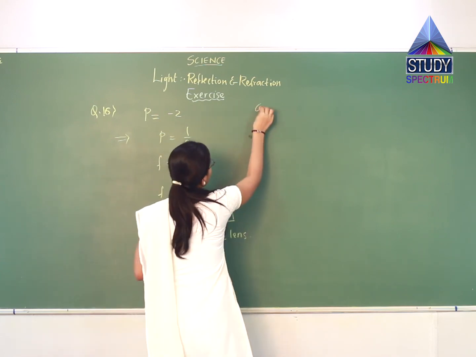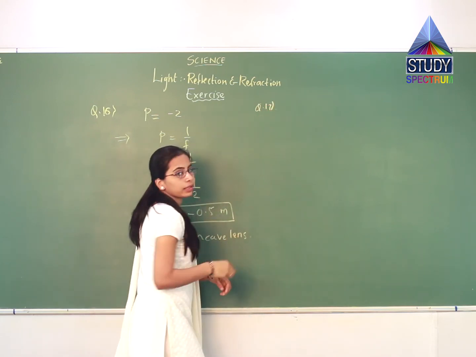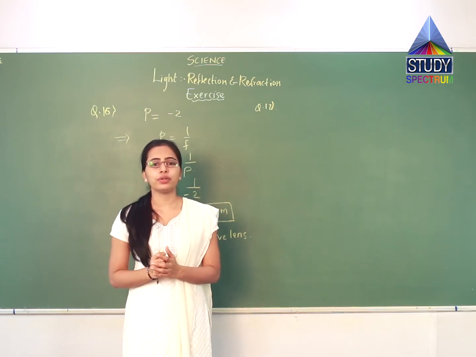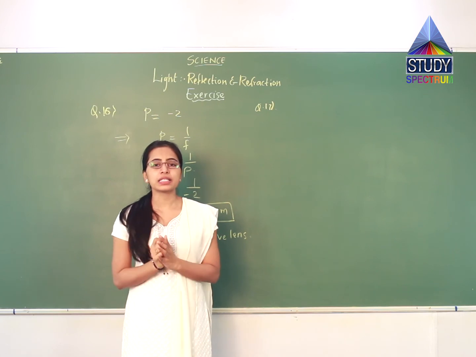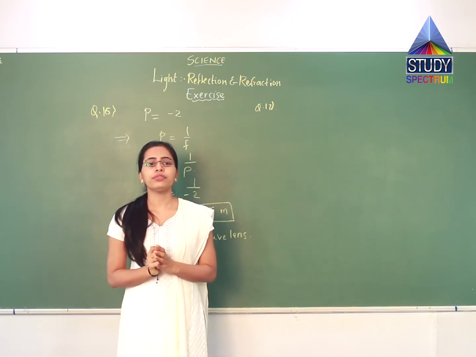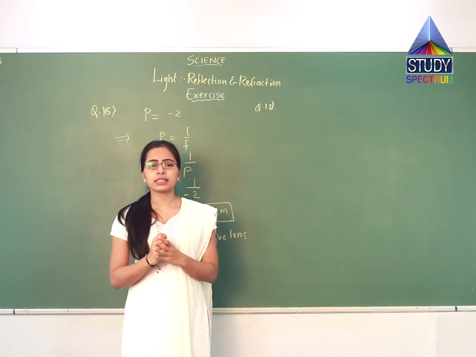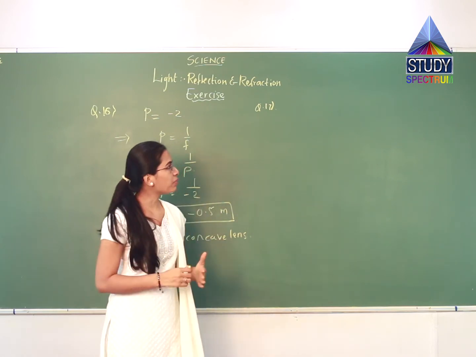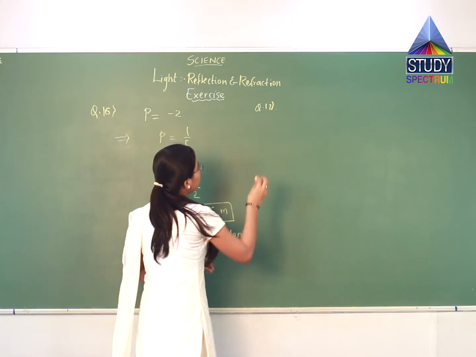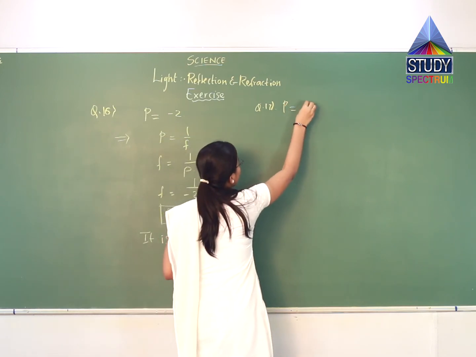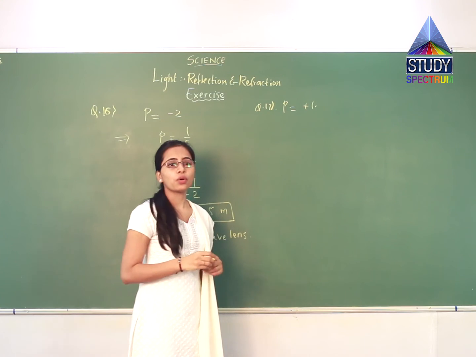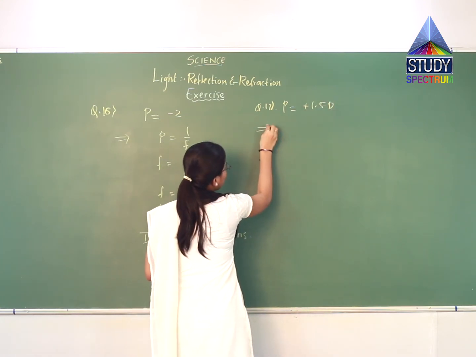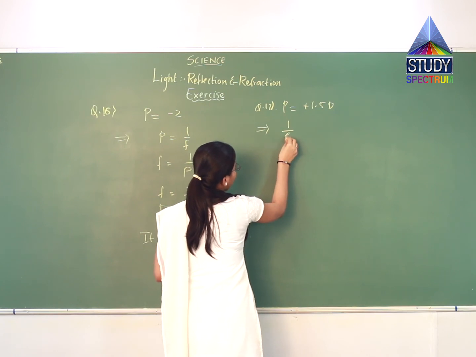Now let us solve question number 17. It is, a doctor has prescribed a corrective lens of power plus 1.5 diopter. Find the focal length of the lens. Is the prescribed lens diverging or converging? This is a similar example, very simple. Again power is given, plus 1.5 diopter. So similarly we will find focal length.